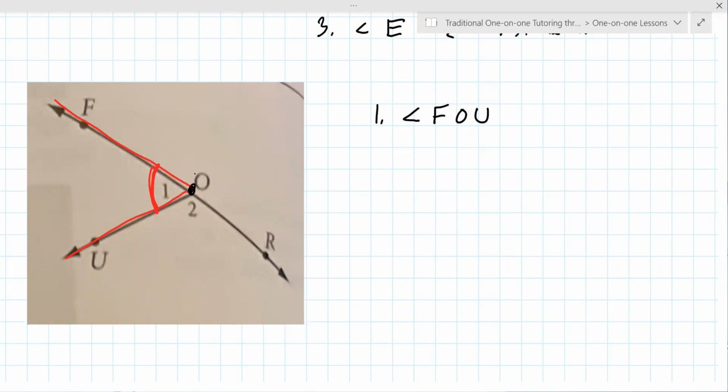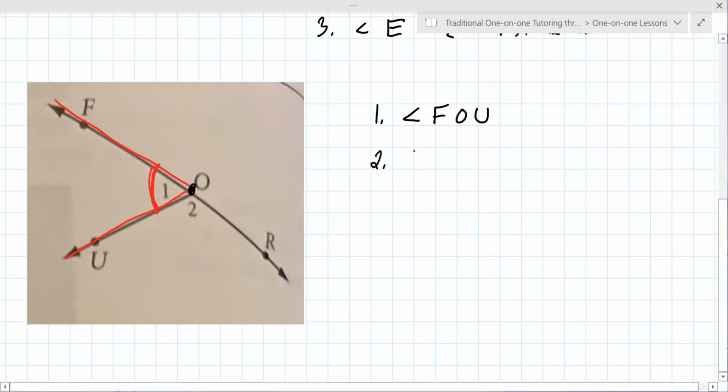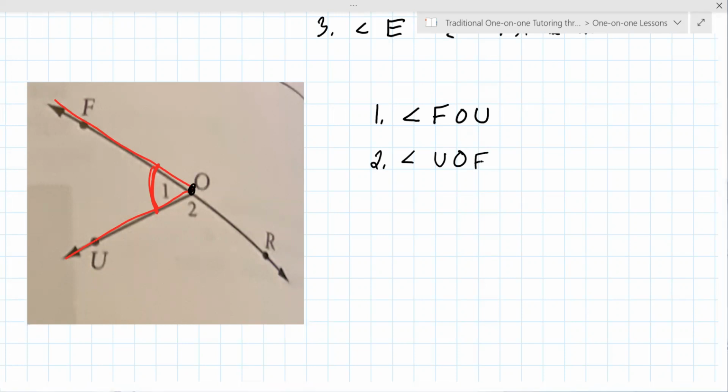Okay, you can move on. So the second way is you just flip the letters around. You start from the other direction, U-O-F. You just flip the letters. I just flip the letters, right? Yep.